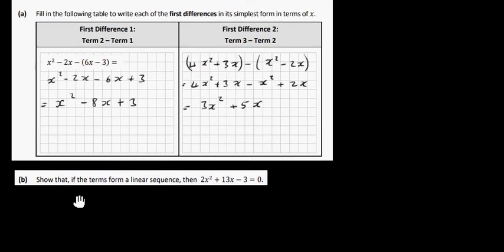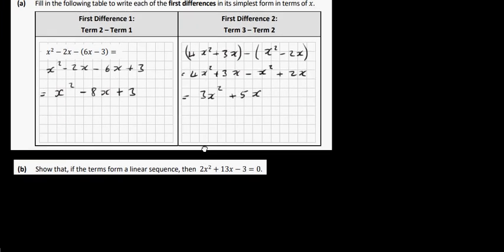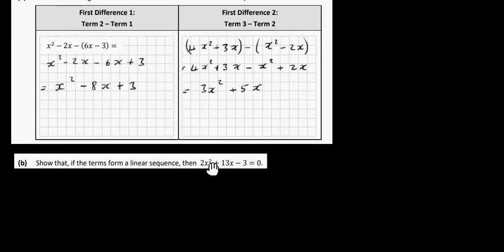Now, show that if the terms form a linear sequence, then this is true. So in other words, if these three terms here form a linear sequence, that must mean that the difference between these two terms must be equal to the difference between these two terms. So that means this here must be equal to this here. It doesn't look equal, but they're saying that it is, if it's a linear sequence anyway.